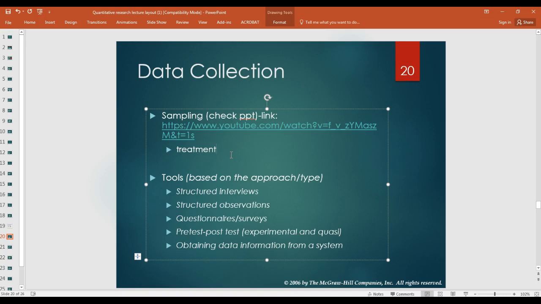For experimental, do you have a treatment or not? Yes, you do. For quasi-experiment, do you have a treatment or not? Yes, you do. In non-experimental, do you have a treatment or not? No, you do not. Okay, so if you are choosing a non-experimental, then you're not going to have this section right here. Okay, so sampling, and then so please watch this video.